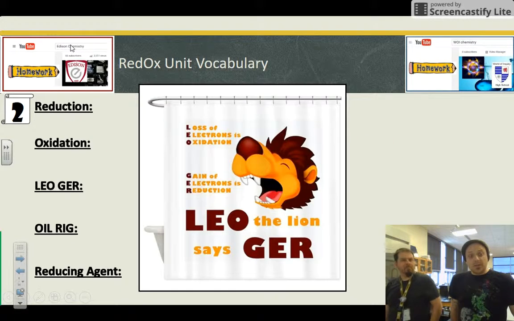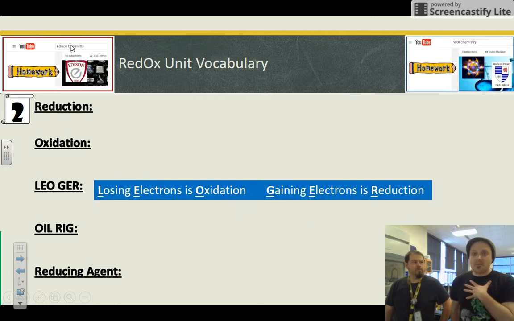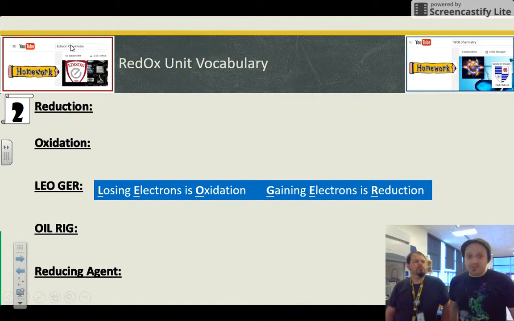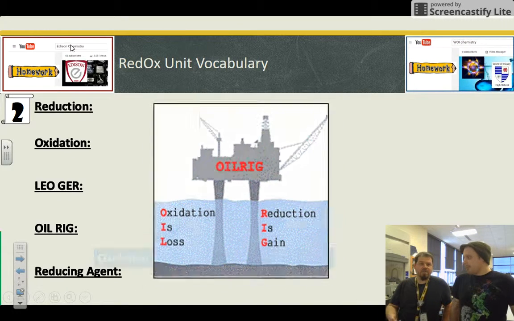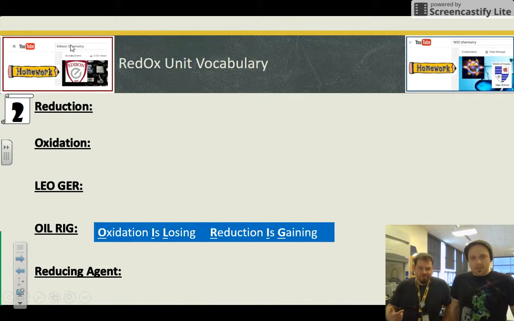Ooh, your favorite. Leo the Lion says, Ger. It's not my favorite, but I like it because it is a mnemonic device that includes the word electrons to help you understand what electrons and oxidation are. So losing electrons is oxidation, and gaining electrons is reduction. I personally use the next mnemonic device. Yeah, and you will see it literally written on the top of my pages because I can't get it right without doing that. I highly, highly recommend you go ahead and write OIL RIG down because then it reminds you oxidation is losing, reduction is gaining. And of course, we are talking about nothing but electrons, this whole unit. So that's what you're losing.